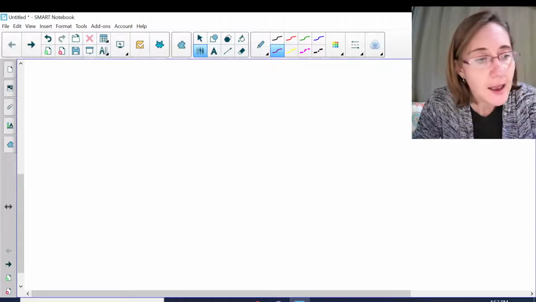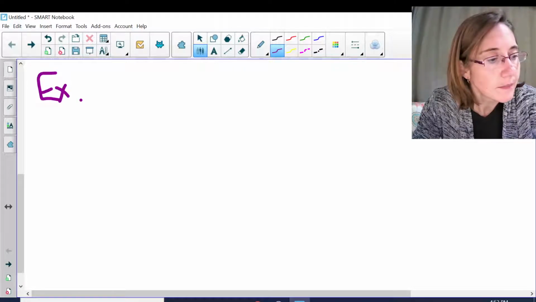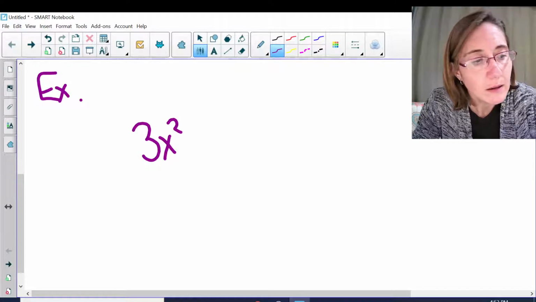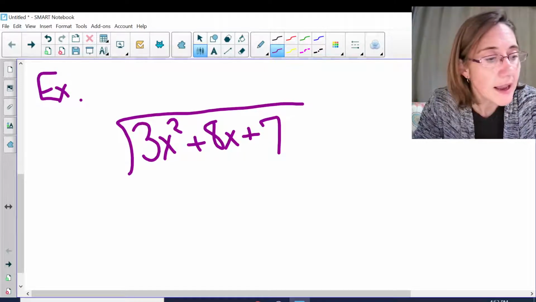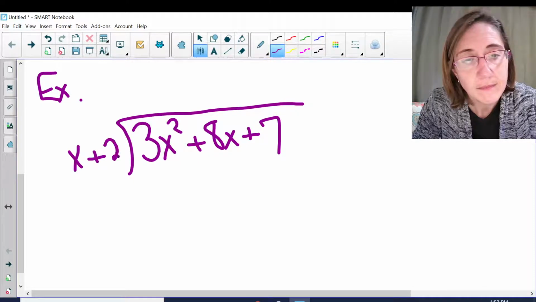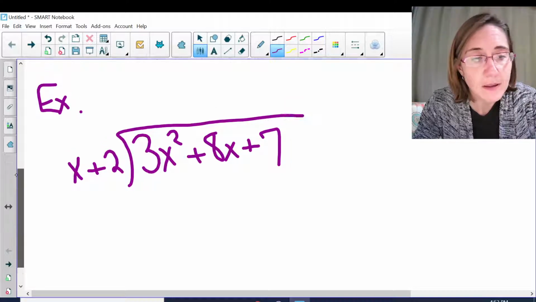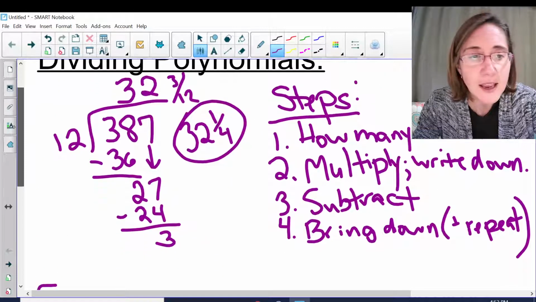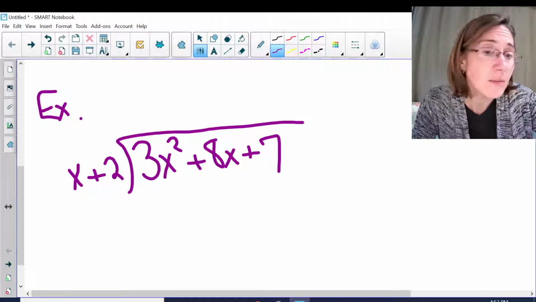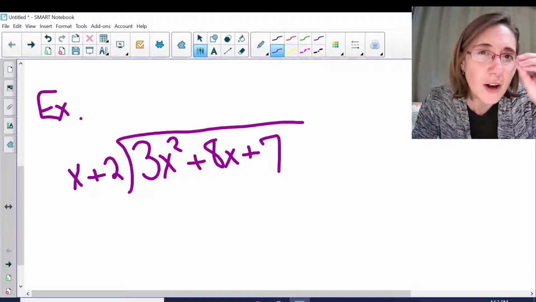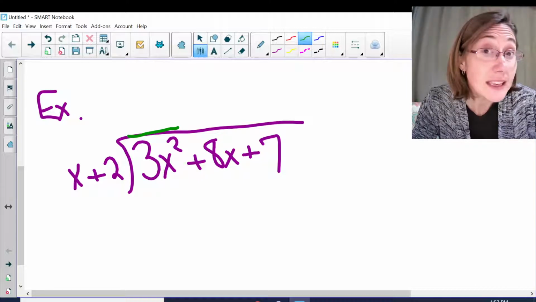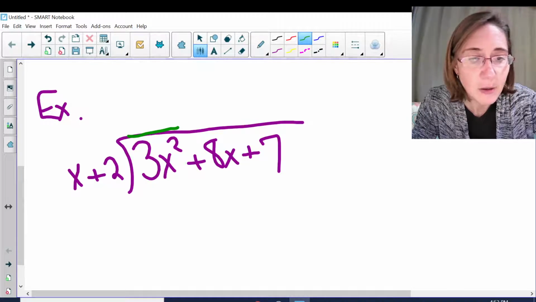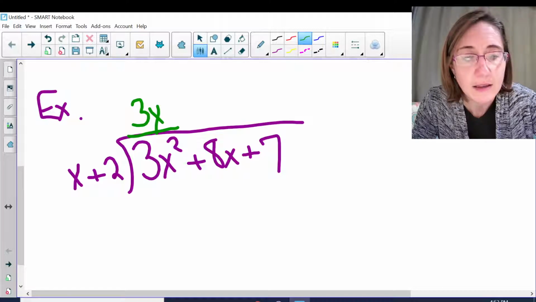So let's divide, for our example, 3x squared plus 8x plus 7. And we are going to divide that by an x plus 2. Okay, so we're going to follow those same steps. So the first thing we want to look at is how many times can we divide this. So for the divisor, I'm just going to look at the x for now. And for the dividend, that's the part under the divide sign, I'm going to look at the 3x squared. So what could I put up top right here, that I could take that times the x that's out front to get 3x squared? Well, I would need a 3 and an x up there.